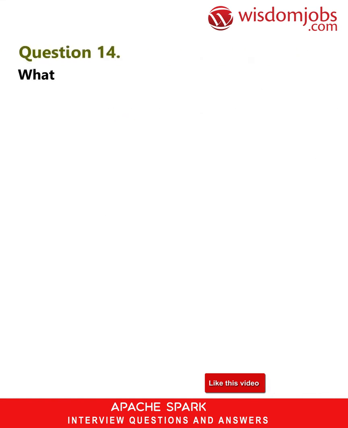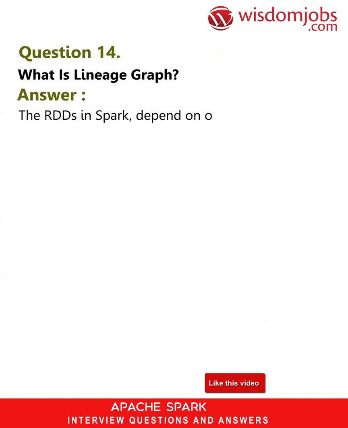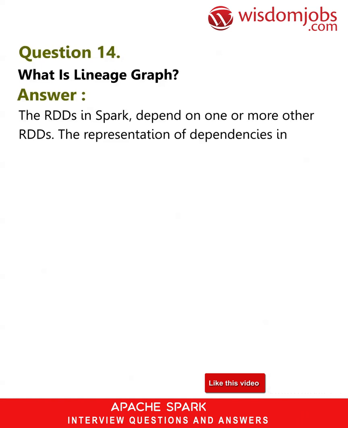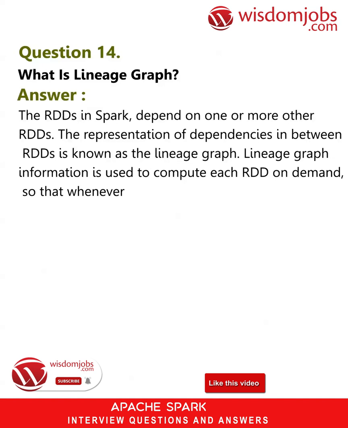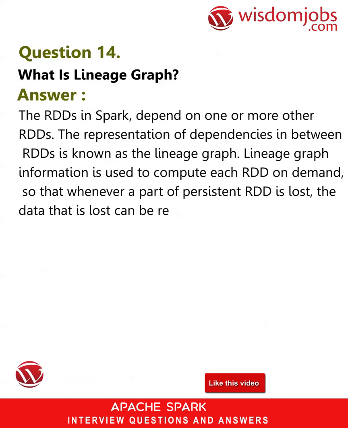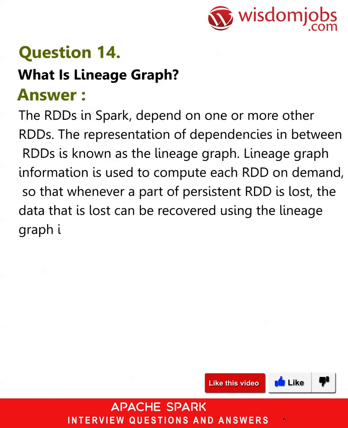Question 14. What is a lineage graph? Answer. The RDDs in Spark depend on one or more other RDDs. The representation of dependencies between RDDs is known as the lineage graph. Lineage graph information is used to compute each RDD on demand, so that whenever a part of a persistent RDD is lost, the data that is lost can be recovered using the lineage graph information.